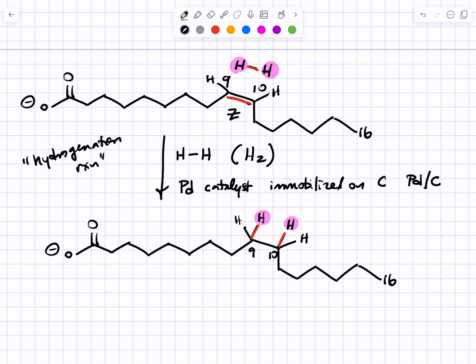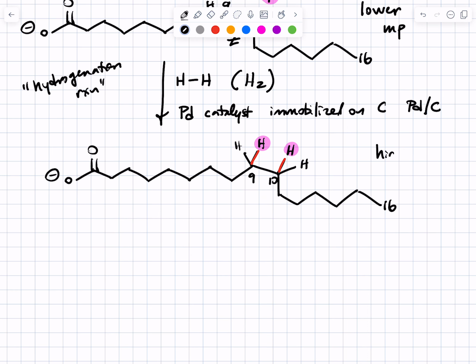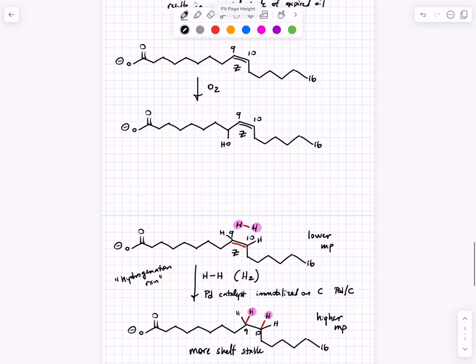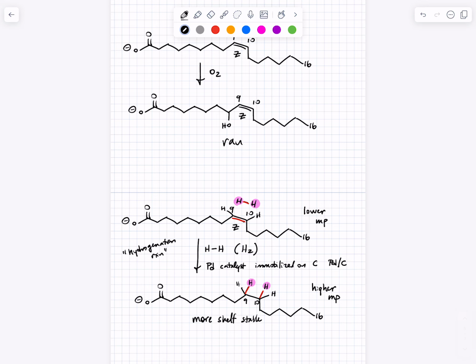Now, what is the prediction there? If you hydrogenate, what is that going to do to the melting point of the fatty acid? Should go up, right? The unsaturated fatty acid should have a lower melting point. The saturated fatty acid should have a higher melting point, but it is more shelf stable. It lacks the double bond, so it can't do the rancidity reaction.